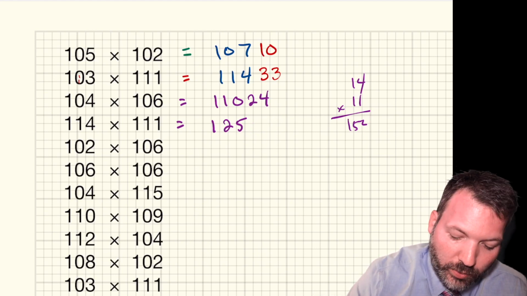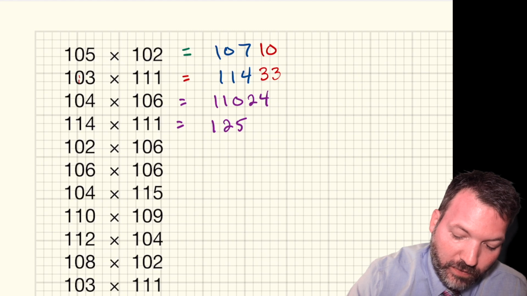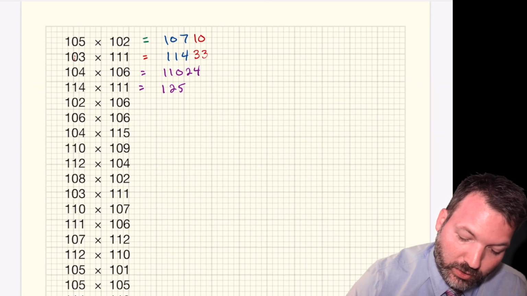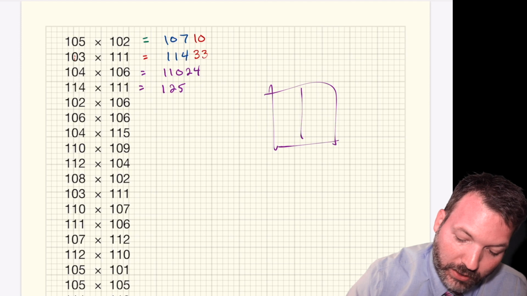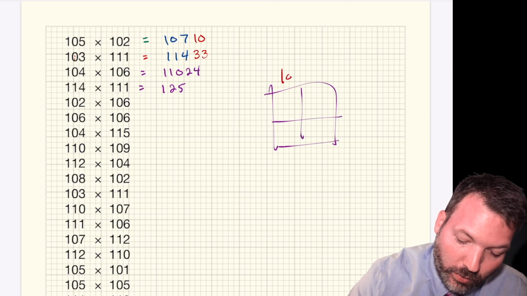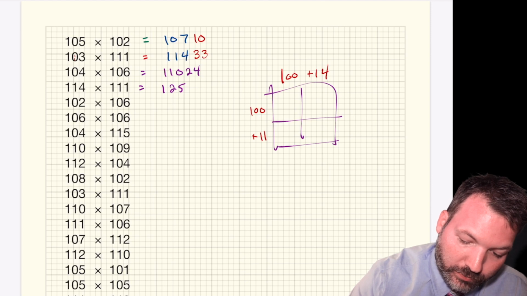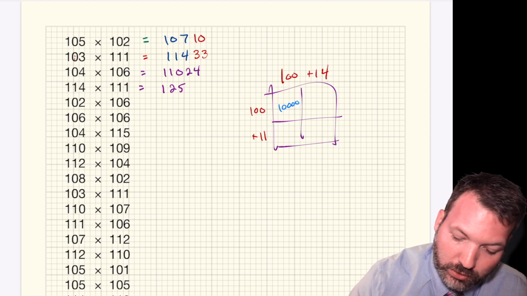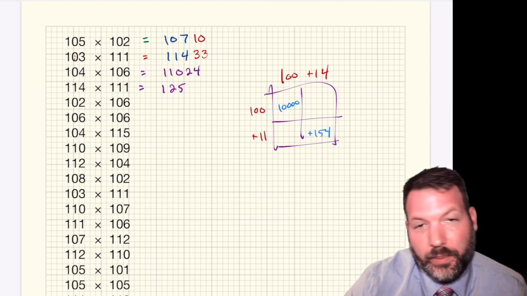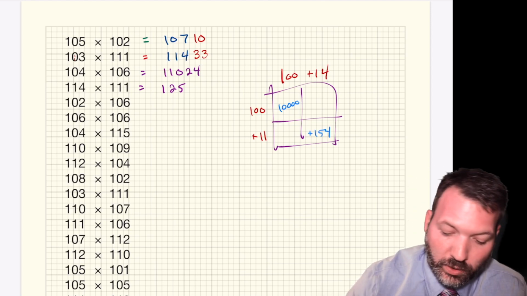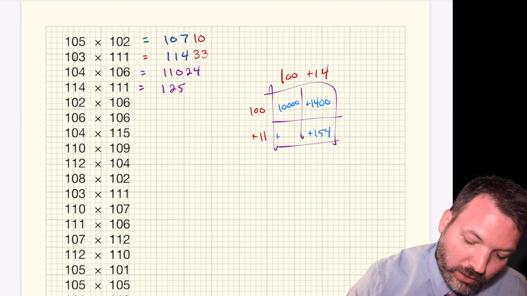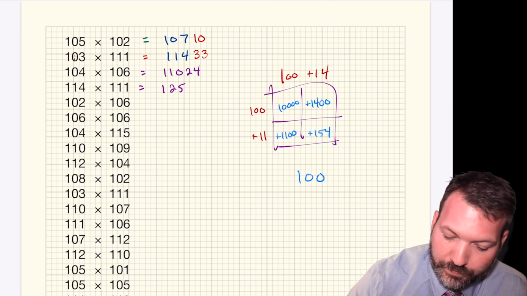Well, this is one where we end up having to carry. In fact, if you were to write this one out, so if we do go back to the actual box method to see what's going on here, we have 100 plus 14 and 100 plus 11. And that gives us products of 10,000, of course. The 154 I mentioned a moment ago, 11 times 14 is 154. And then we have 1,400 and 1,100.